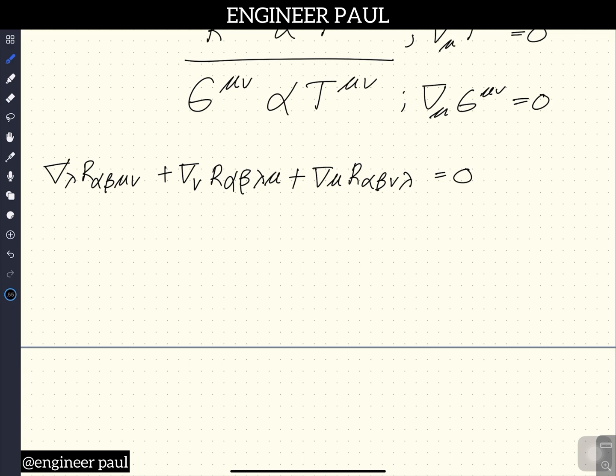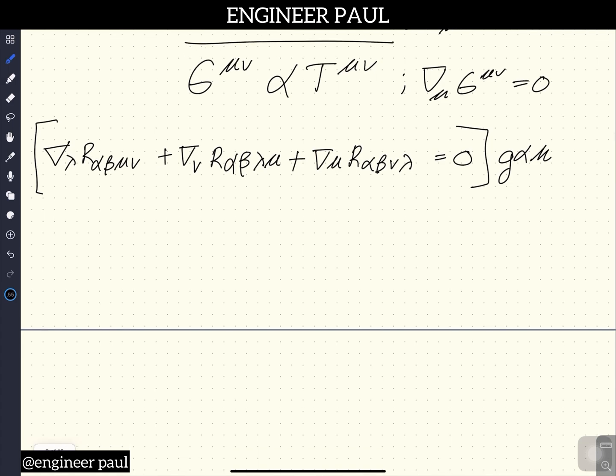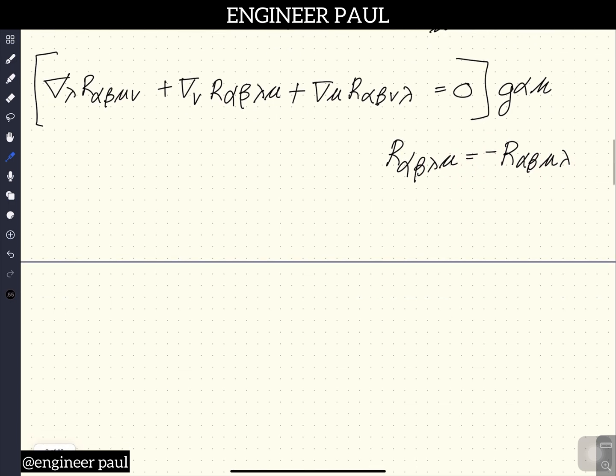So, first, let's try to multiply this equation by a metric tensor, G alpha mu. And also recalling the property of the Riemann tensor that the indices Riemann tensor alpha beta lambda mu is equal to the negative Riemann tensor alpha beta mu lambda. So when we swap these two, that will give us a negative Riemann tensor. That is a property of the Riemann tensor.